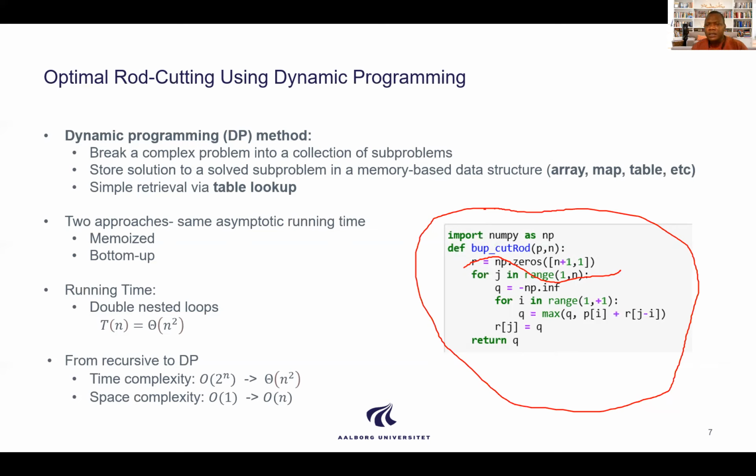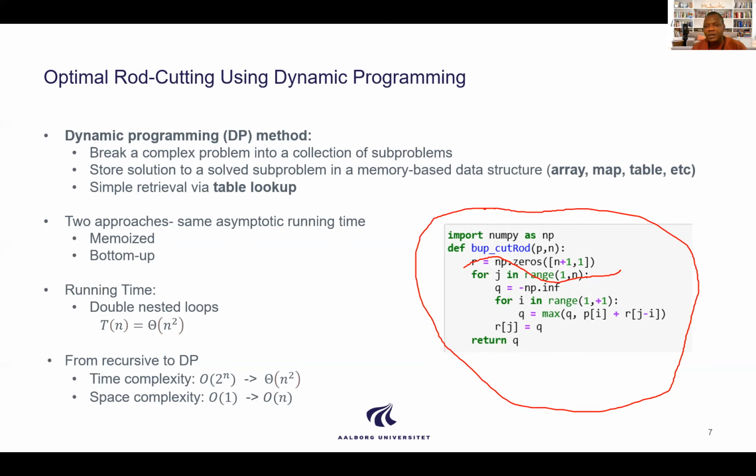But how long does this algorithm take to run? I will again not go into a detailed mathematical derivation, but what you can see here is that we have two nested loops: one loop going from 1 to n, and another one going from at least 1 to n.